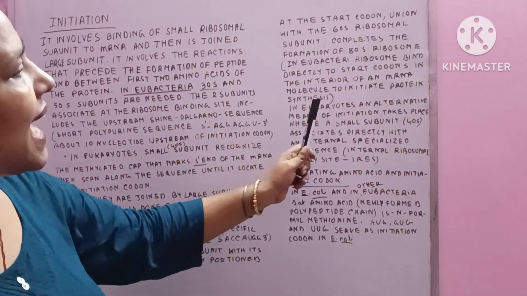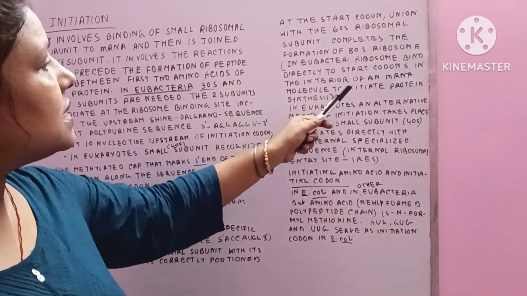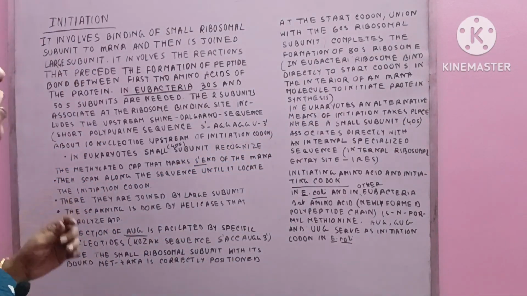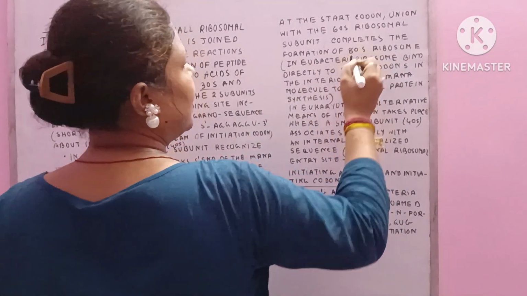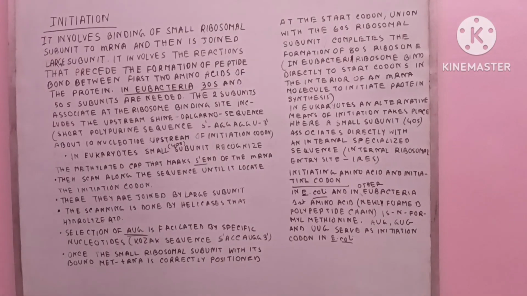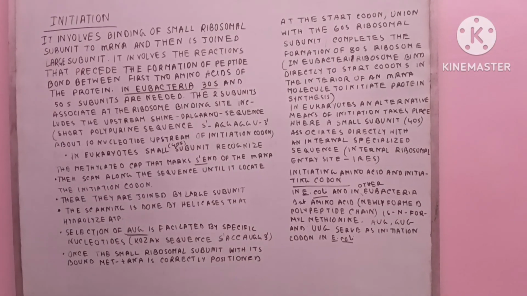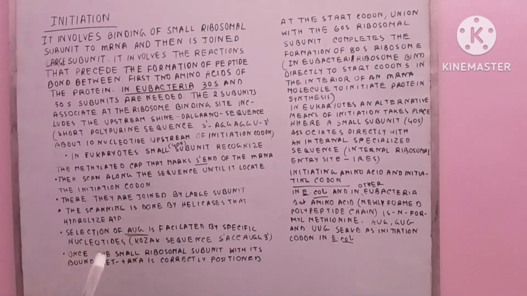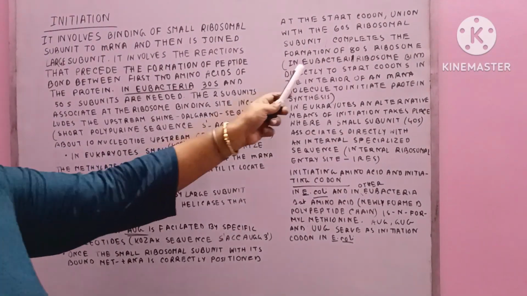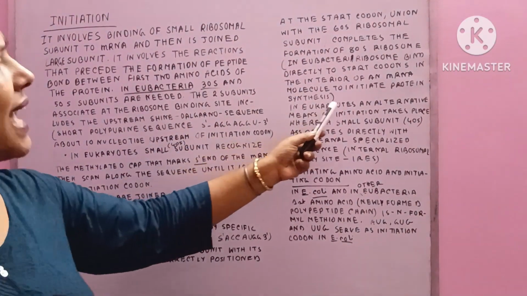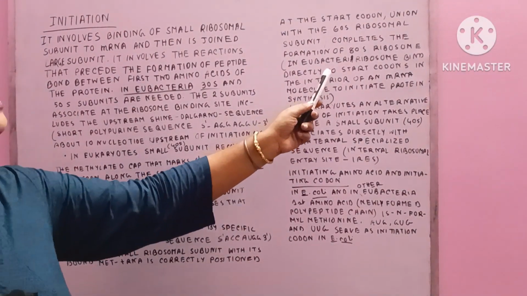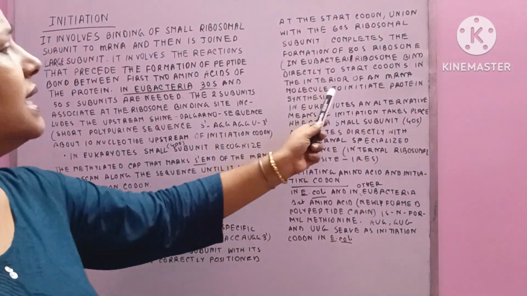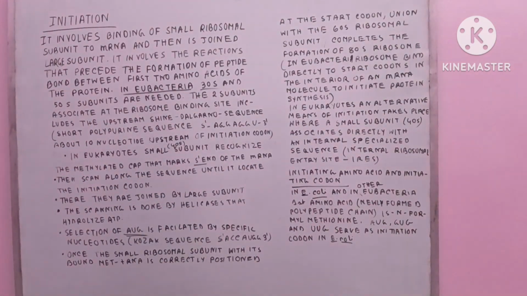So what I am saying is that the 80S ribosome is completed here in eukaryotes. And another thing written here is about Eubacteria. In Eubacteria, the ribosome binds directly to the start codon in the interior of an mRNA molecule to initiate protein synthesis.